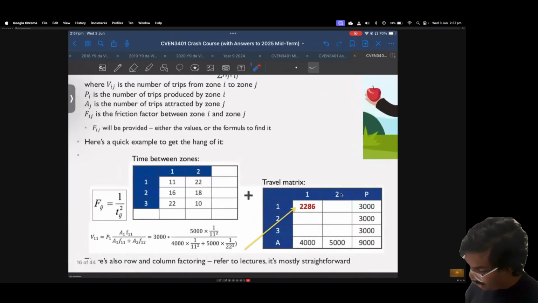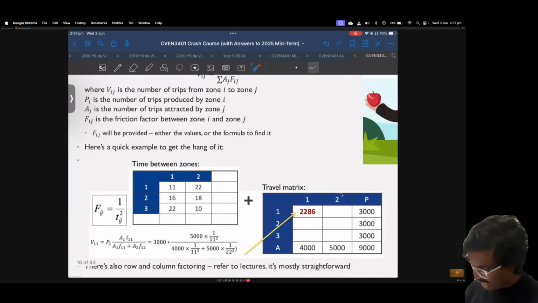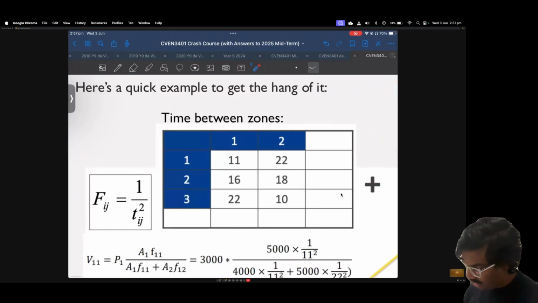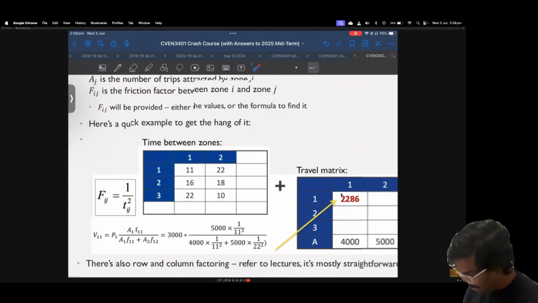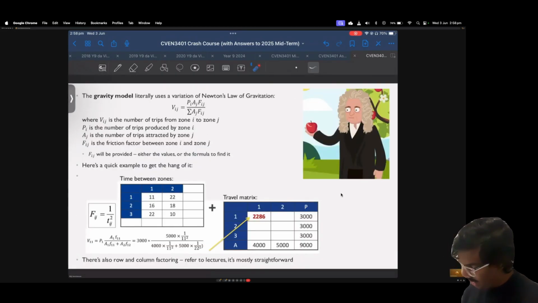So a quick example so we can get the hang of it. All right, so let's say we've been given these travel times, okay? So we know that the travel time between zone 1 and 1 is 11, zone 1 and 2 is 22, zone 2 and 1 is 16, blah, blah, blah, okay? All right. We also know, so the way to read it is productions are on the right-hand side and then attractions are on the left-hand side, okay?